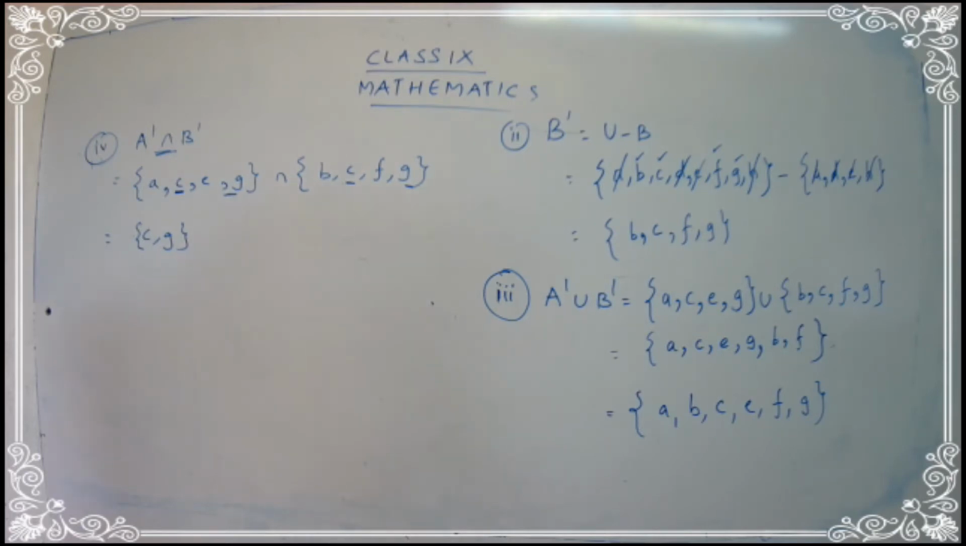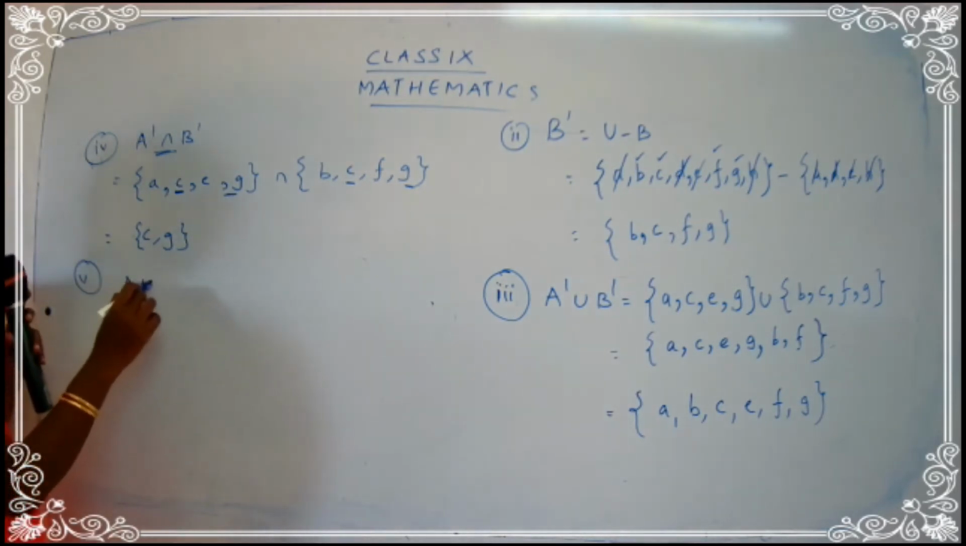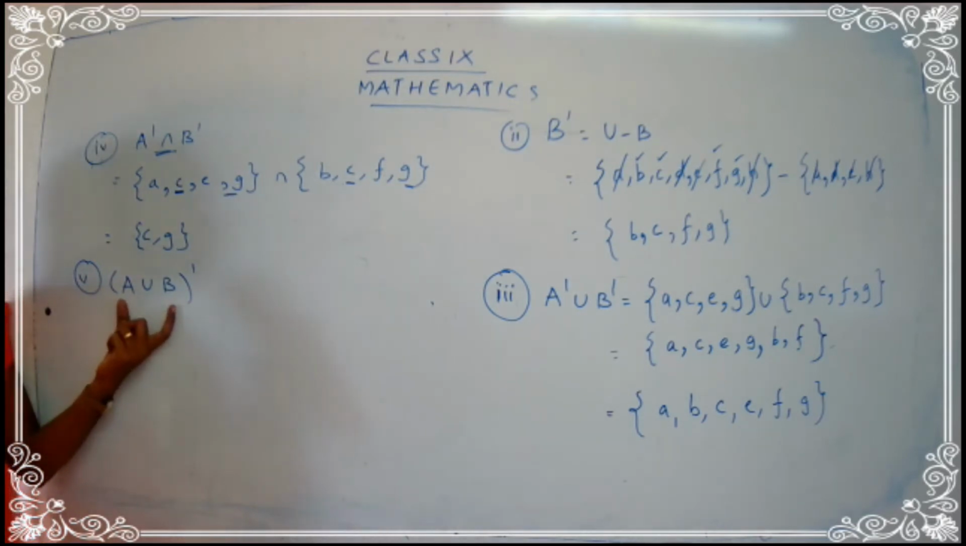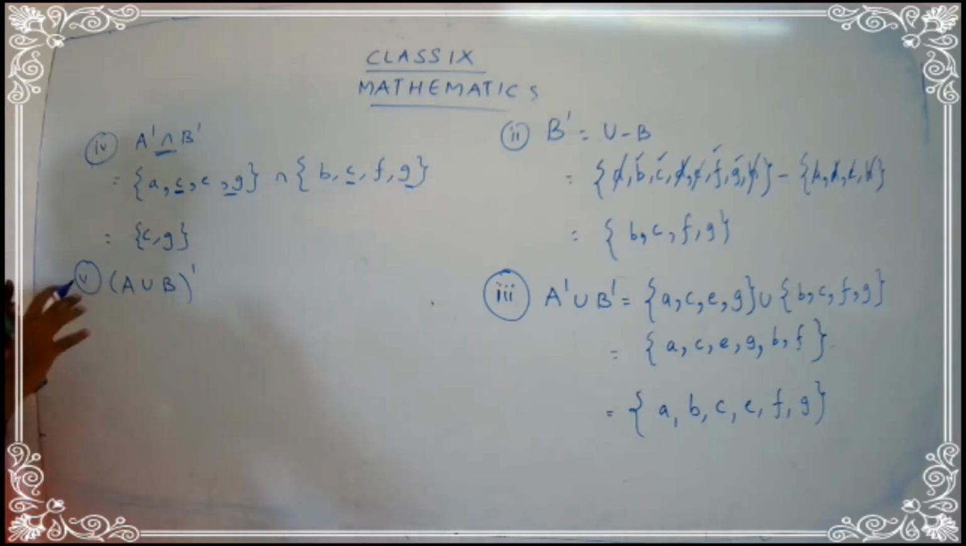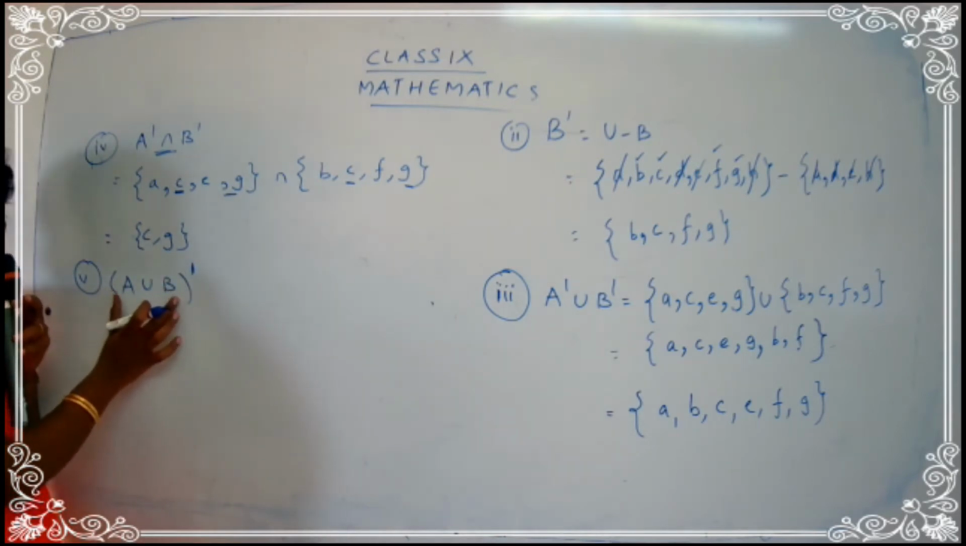Okay, let's go for the fifth subpart. What is the fifth subpart? A union B dash. Be careful, children, with the question. You may get confused with the question. Here, this is A union B dash. That is complement of A union B dash. This is totally different. This complement is going for A union B. Are you listening to me? The complement is for A union B.